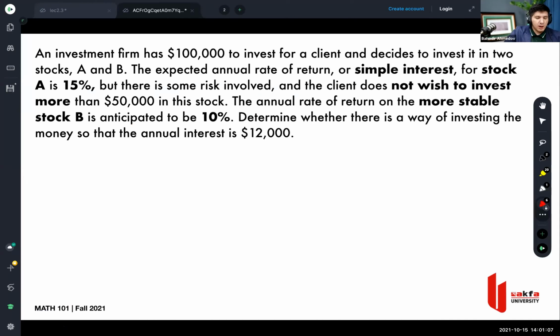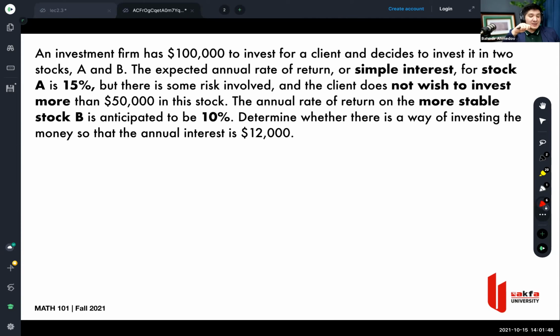So let's say a person has $100,000, and he would like to invest his money into stock, into some companies. And he would like to get some interest after 1 year. So he can invest his money in stock A and get 15% of his money. For example, if he invests all of his money in stock A, then he will get 15% of the 100,000, which is $15,000. But the problem is stock A is not so stable. It's a company which is basically not so stable, and it is possible that he might lose all of his money if this company goes bankrupt.